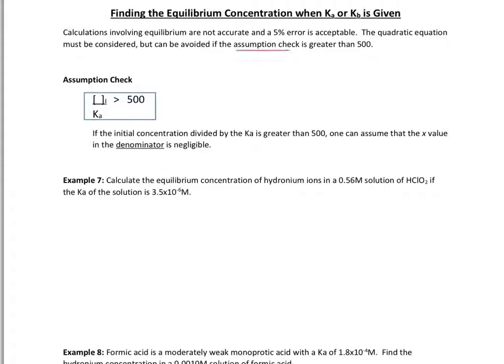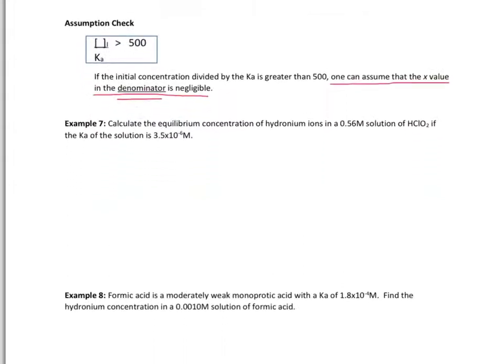What is the assumption check? Well, in the assumption check, if we take the initial concentration that is given and divide it by the Ka or the Kb, depending on the question, and if that is greater than 500, then one can assume that the x value in the denominator is negligible. Again, the x value in the denominator is negligible, meaning we can get rid of the x, but only in the denominator, not in the numerator. The best way to show how this question works is to go through an example.